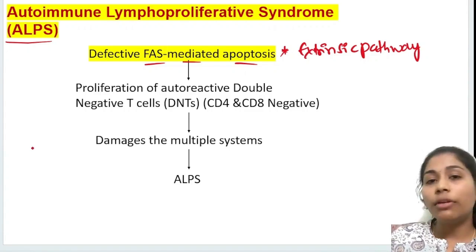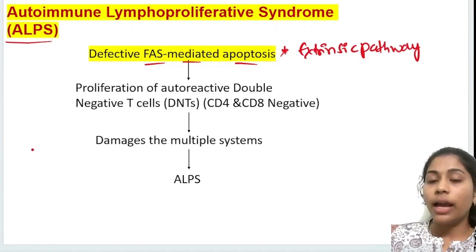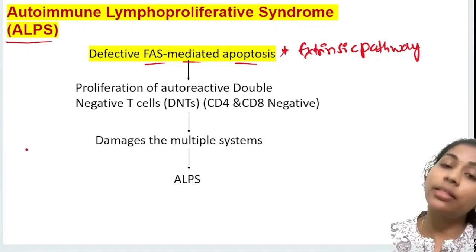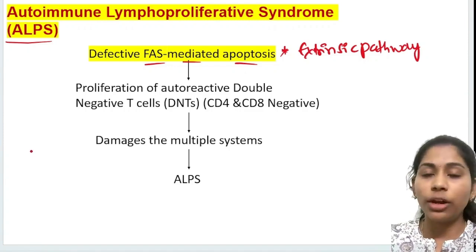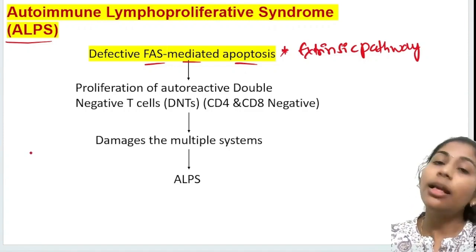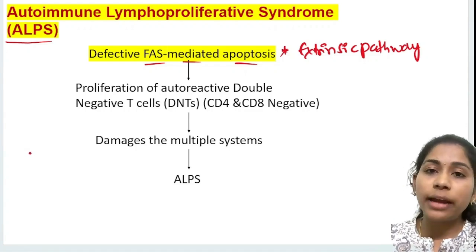So what will they do? These developing T cells will be exposed to different antigens. They will be exposed to our normal self antigens and also to foreign antigens. So when they are exposed to these antigens, what should they do?